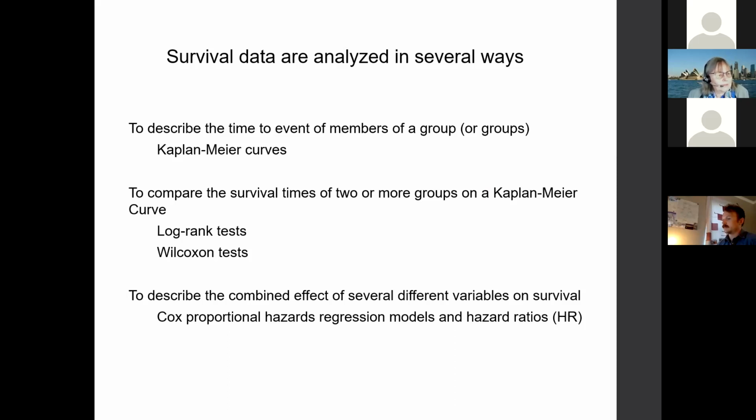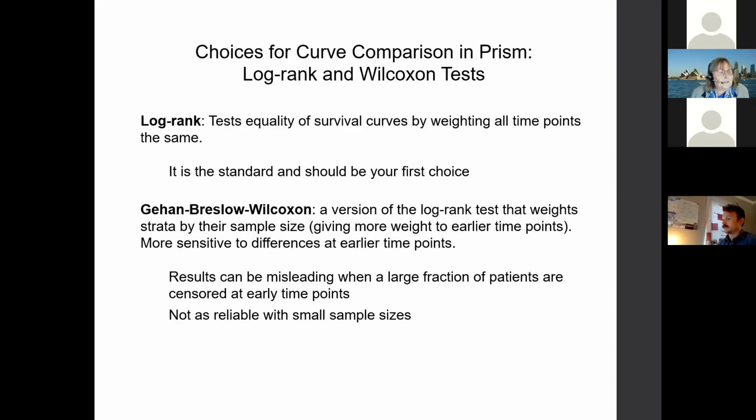But if you have more complex data, you are going to want to do a Cox proportional hazards regression model, where you can also calculate the hazard ratio, which gives you an overall measure of effect of how big the difference is, like you're at twice the risk or half the risk for experiencing the event. So the log rank test for comparing curves doesn't weight; it goes through the entire length of the survival curve, and it weighs all the time points the same. It is a standard, and it should be your first choice for doing a survival analysis.